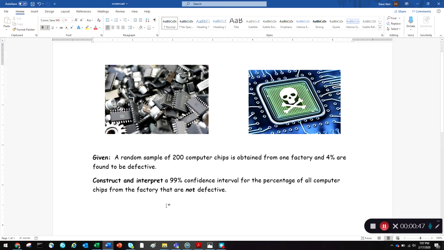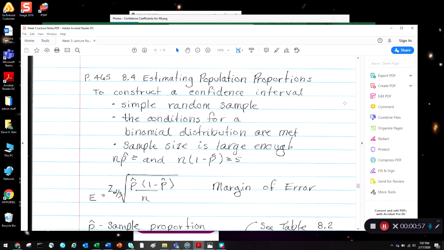So I'm going to look at three different ways of doing this. One is the long way, one's using Excel, and the other one's using the calculator. So let's do the long way first.